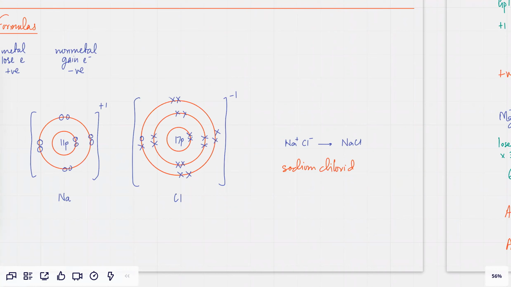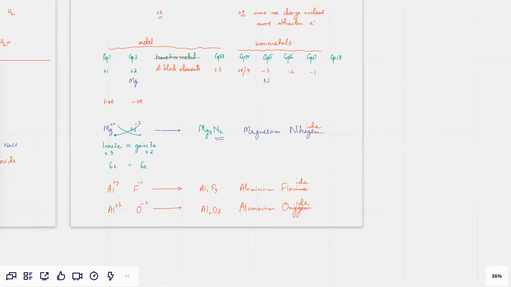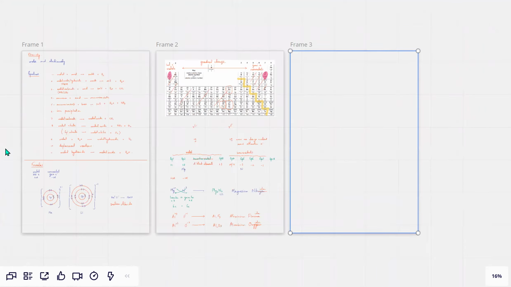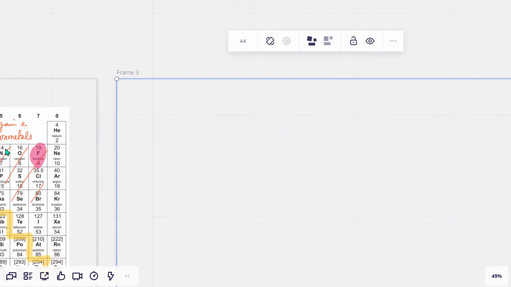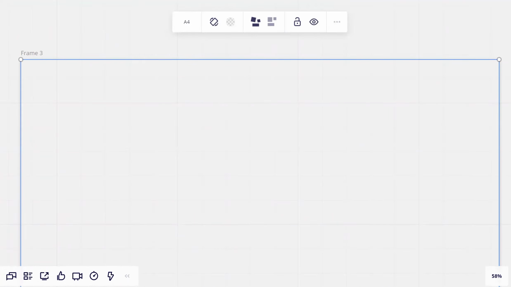So it's something very basic, but a lot of people mess this up. Make sure what does IDE represent? Make sure you know the meaning of IDE. IDE is the negative ion of an element.